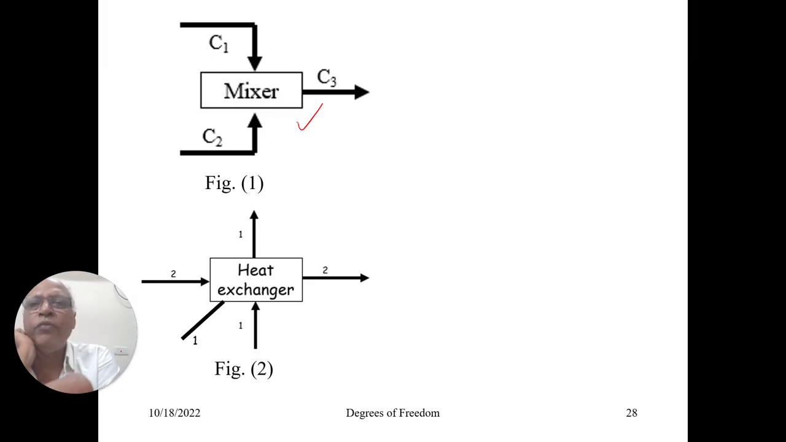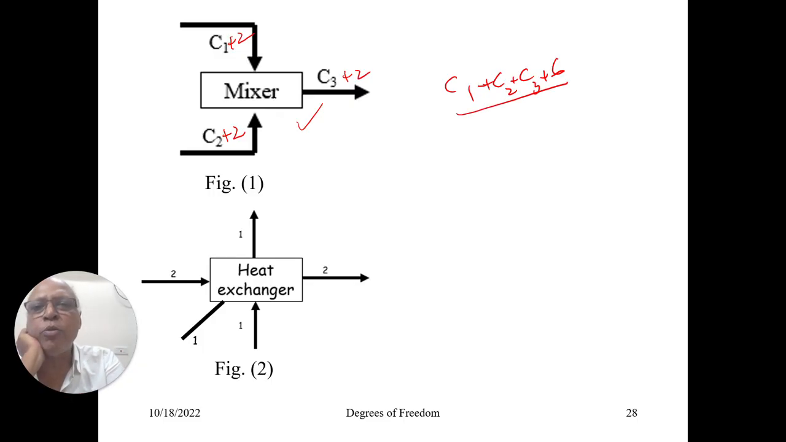Now you know, if this is the component, the degrees of freedom for this stream is C1 plus 2, here it is C2 plus 2, here it is C3 plus 2. So what is the total number of variables involved? M is C1 plus C2 plus C3 plus 6, right? C1 plus C2 plus C3 plus 2 plus 2 plus 2. This is M. How many equations will you be able to write? Equal to the number of degrees of freedom associated with the output stream, which is C3 plus 2.